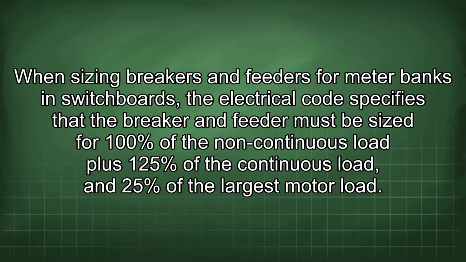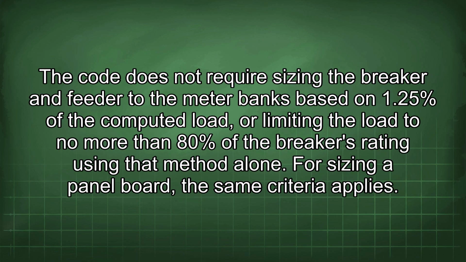When sizing breakers and feeders for meter banks and switchboards, the electrical code specifies that the breaker and feeder must be sized for 100% of the non-continuous load plus 125% of the continuous load and 25% of the largest motor load. The code does not require sizing the breaker and feeder to the meter banks based on 1.25% of the computed load, or limiting the load to no more than 80% of the breaker's rating using that method alone.